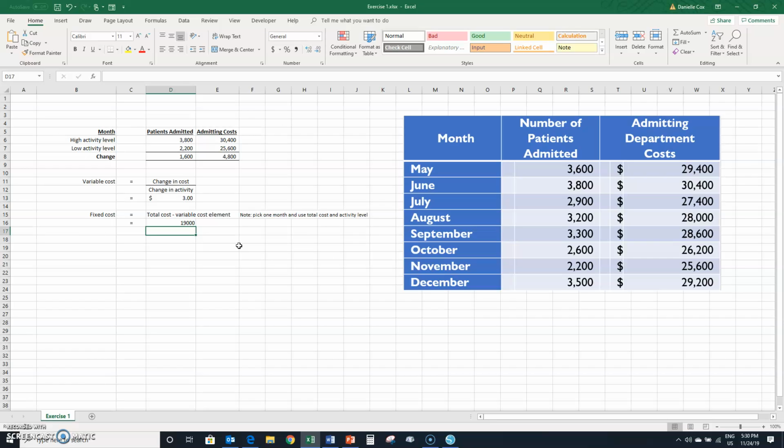I hope this example has helped you understand mixed costs and the high-low method.